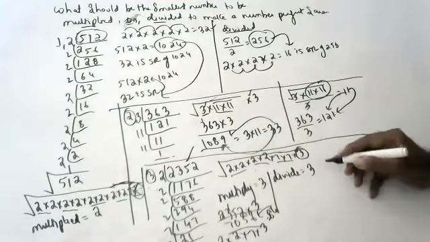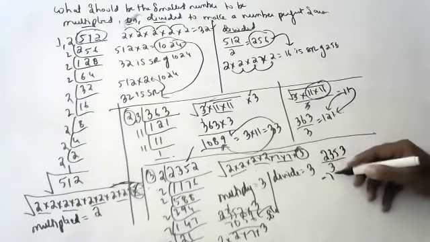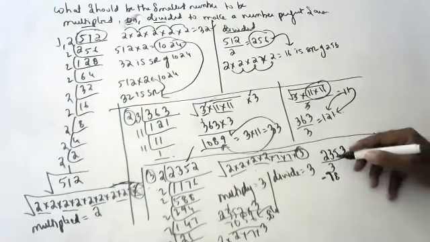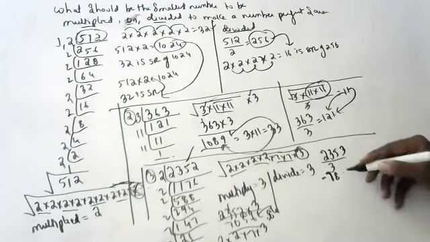Yes, 84. If you divide 2352 with 3, you will get what? 3 7s are 21, 3 8s are 24.